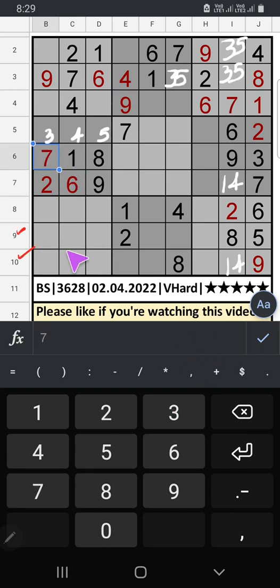Ninth row and 10th row we have 8. So 8 can't come in these cells. The 8 is confirmed here. 10th row we have 9. So 9 can't come in this cell. The 9 is confirmed here. Then column C, only 2 numbers are remaining, 3 and 5. It will come in one of the two cells. We will confirm later.